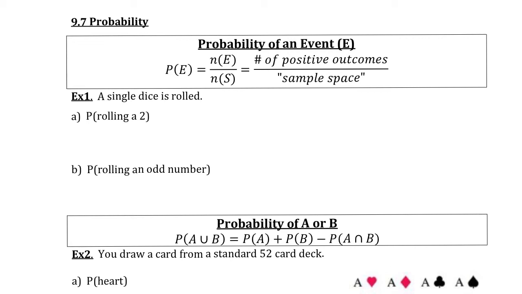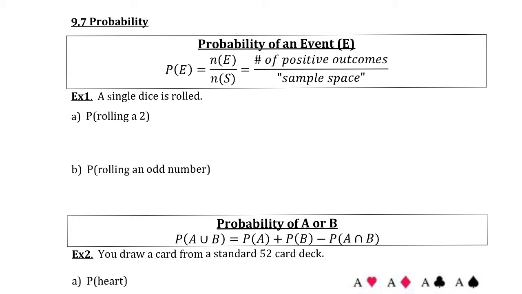The last section of Chapter 9 that we will cover is 9.7, which is on probability. The probability of an event occurring is the number of positive outcomes of that event over the sample space. A basic example is when you roll a single die. It's that little cube that has 1 dot, 2 dots, 3 dots, 4 dots, 5 dots, 6 dots.